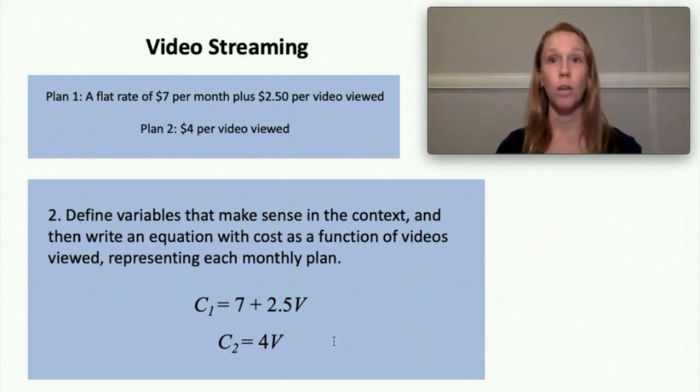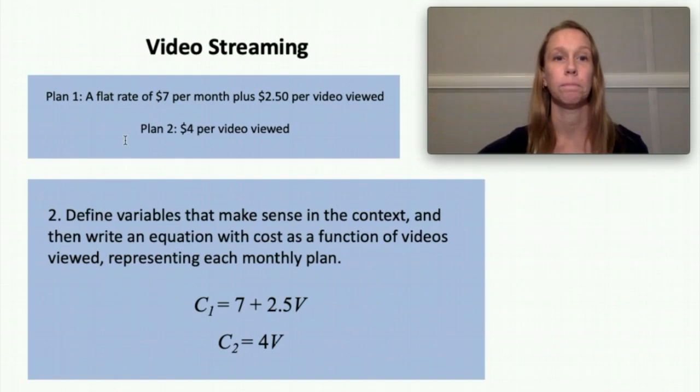Now you might notice we have one proportional and one non-proportional relationship. When we graph these, which one do you think is proportional? Which one will go through the origin? And which one will have a y-intercept?